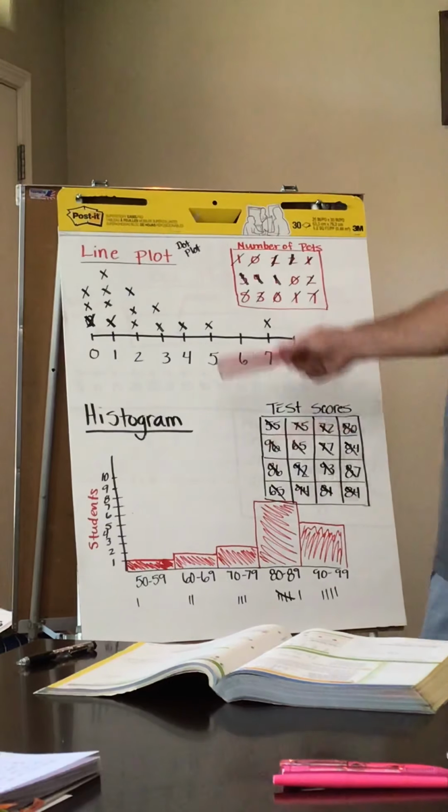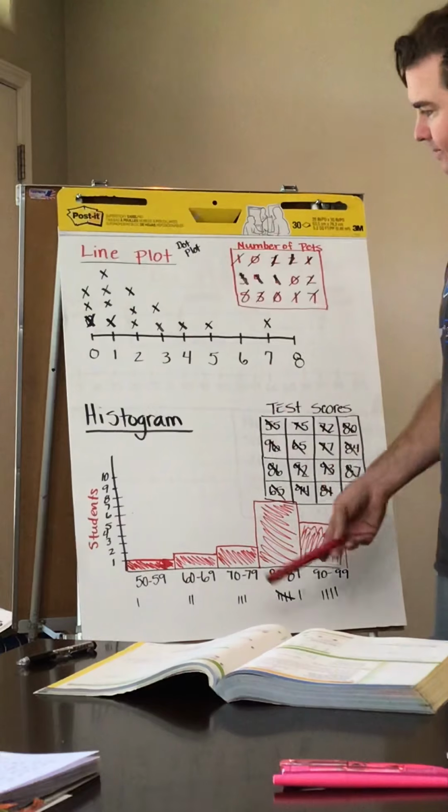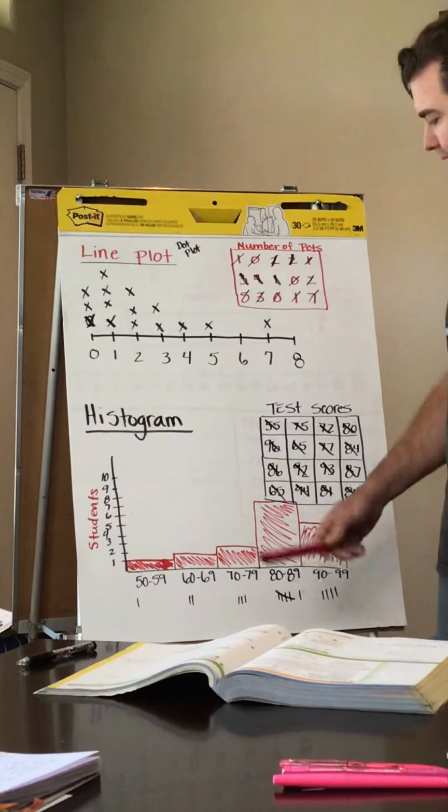All right, so we've got a line plot with the X's above it. We've got a histogram with the bars.